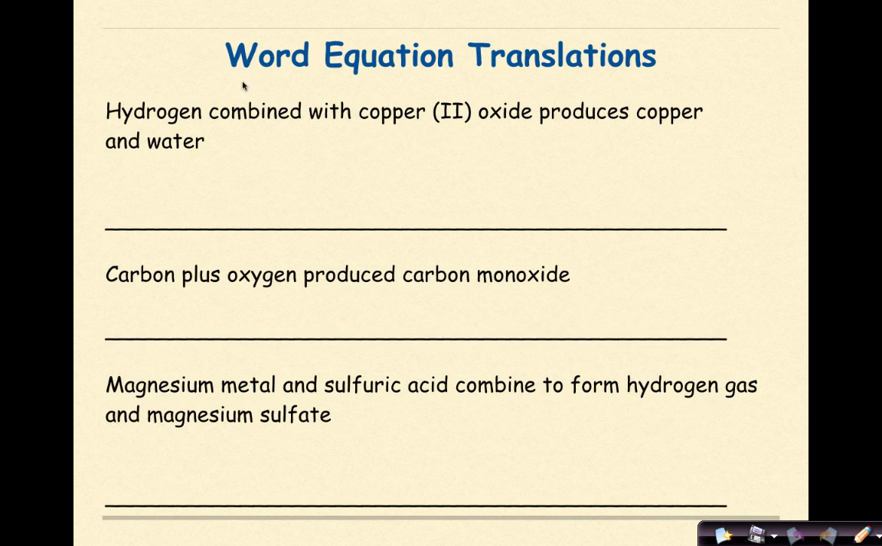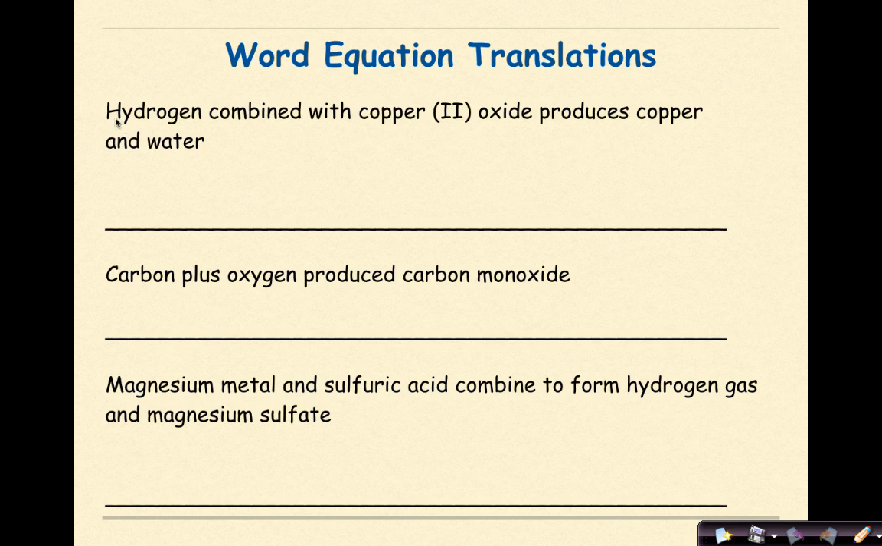Let's start out by reviewing some word equation translations. All we're going to do here is read the equation that is given to us and translate it into a symbolic expression. Hydrogen combined with copper 2 oxide produces copper and water.